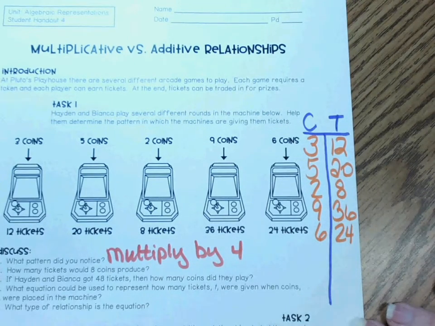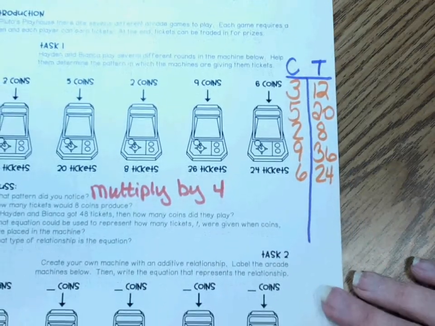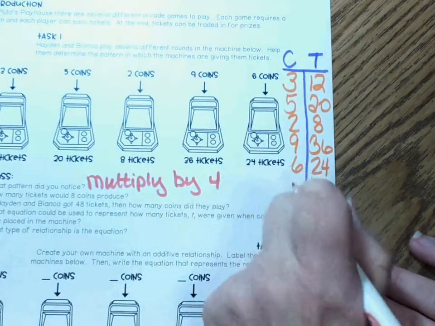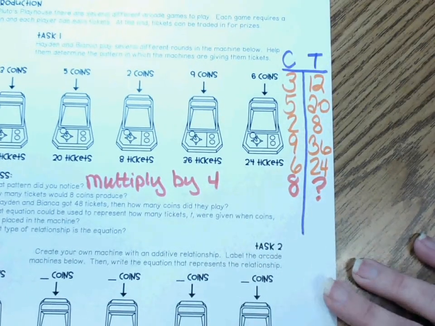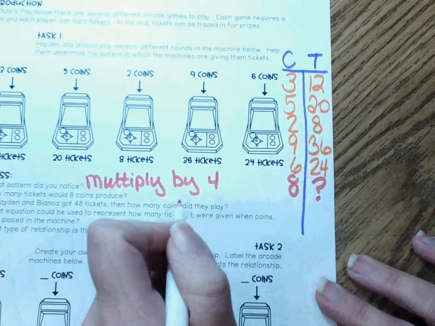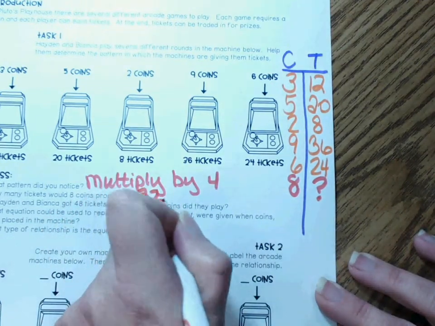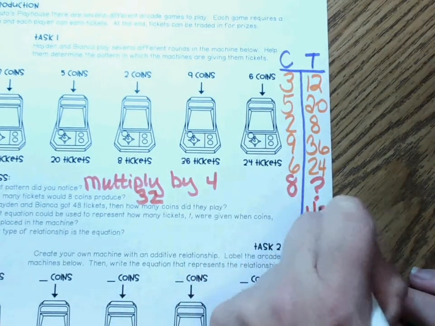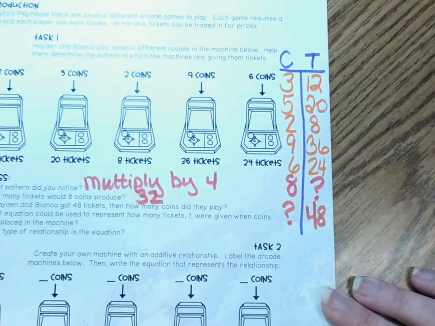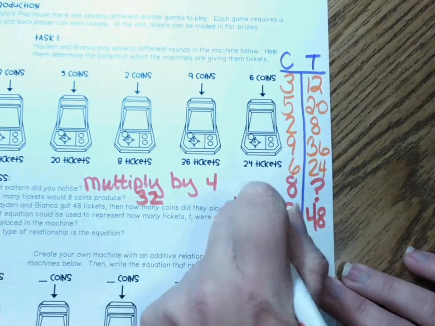Okay, so this is kind of a little game they play. Now that you know it's being multiplied by 4, we say, well, what if we had 8 coins? How many tickets would we get? Well, what's 8 times 4? 32. So the answer for number 2 would be 32. And then they say, well, what if they got 48 tickets? How many coins did they put in? Divided by 4. That's right. We're going to divide by 4 and get 12.